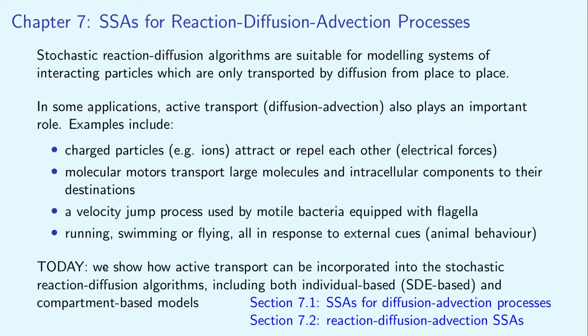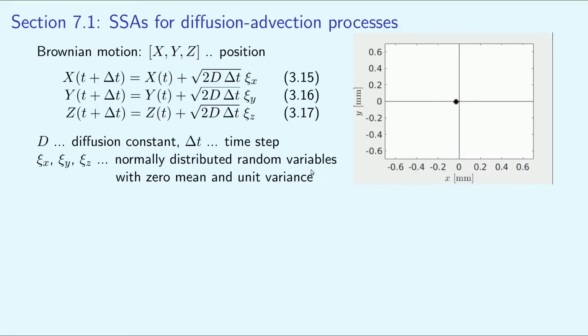In this lecture, I will show how active transport can be incorporated into the stochastic reaction-diffusion algorithms, including both individual-based and compartment-based models. We will start with adding advection to diffusion models in section 7.1, and then we will add reactions as well. Our first model of diffusion, considered in chapter 4, was a position jump process, where we calculate the position of the diffusing molecule x, y, z using three discretized stochastic differential equations, one for each coordinate.